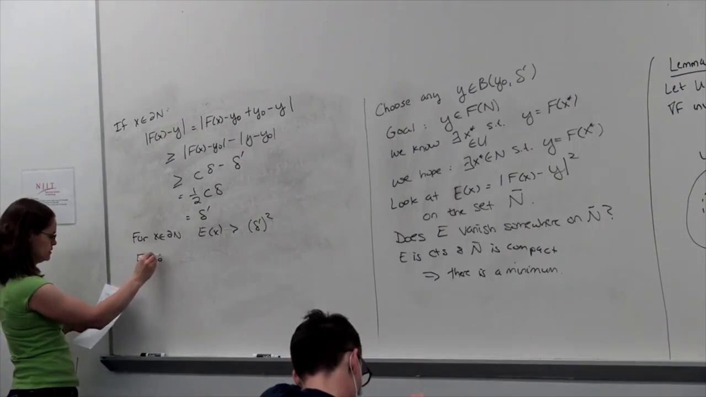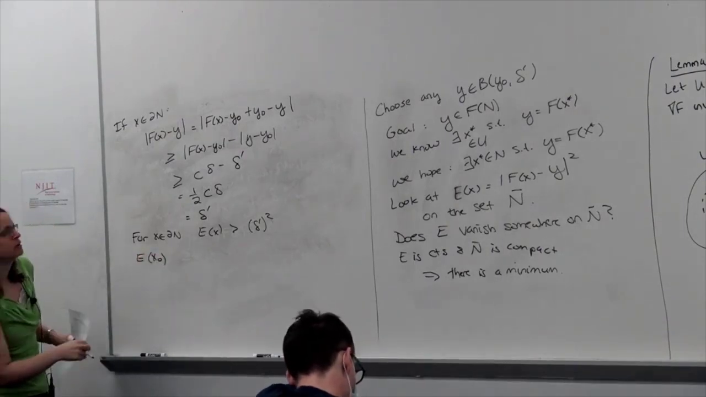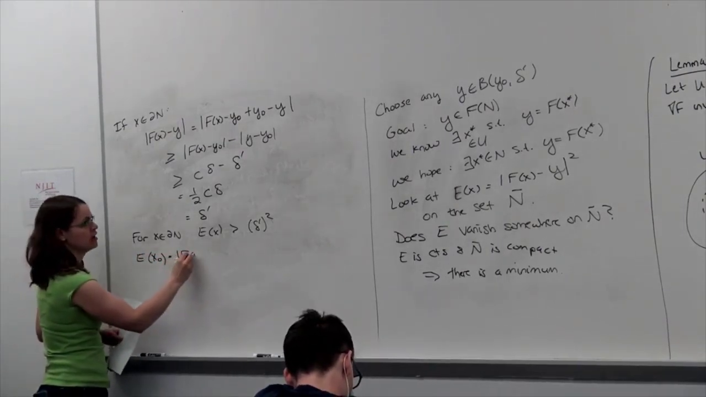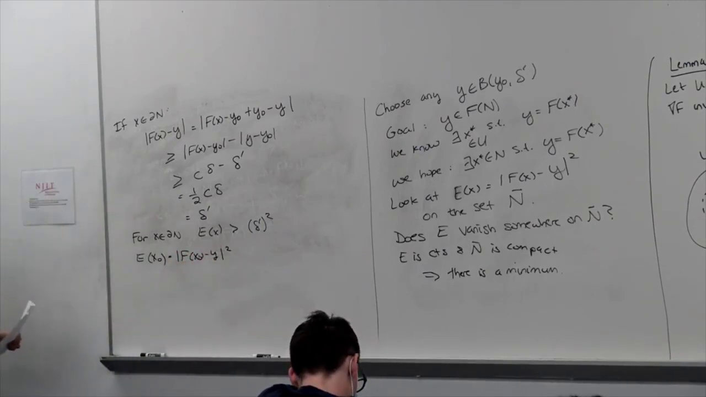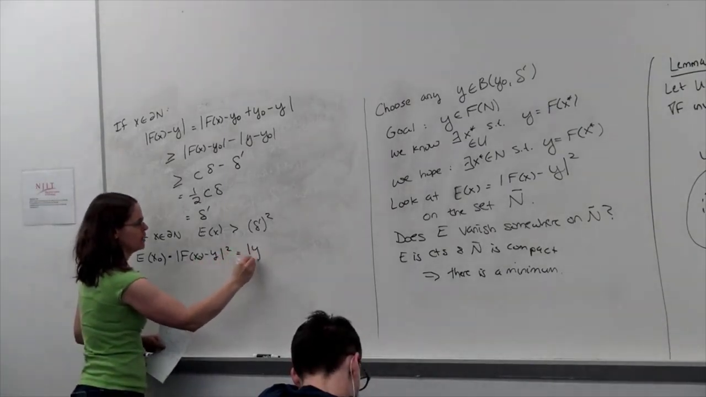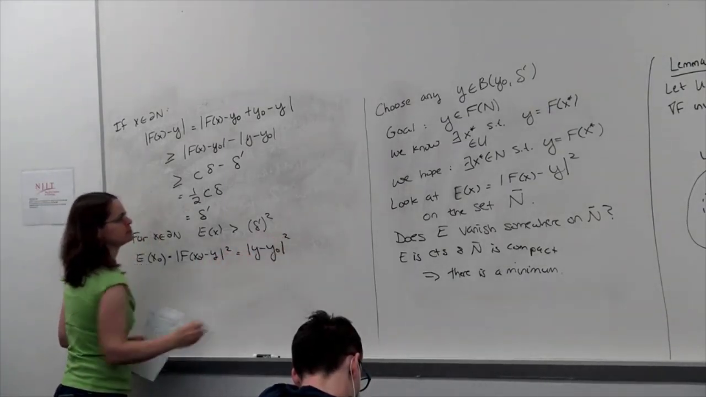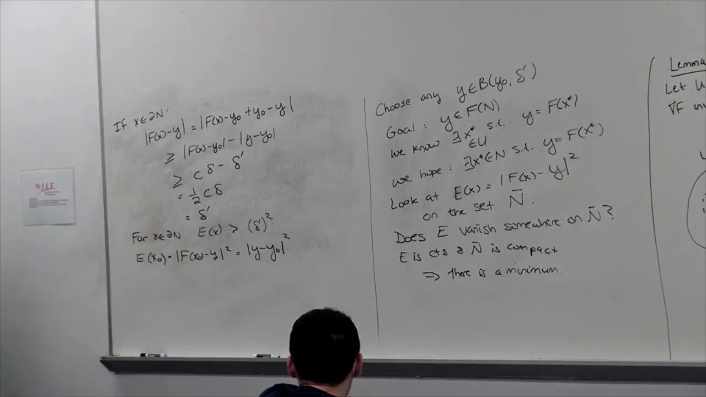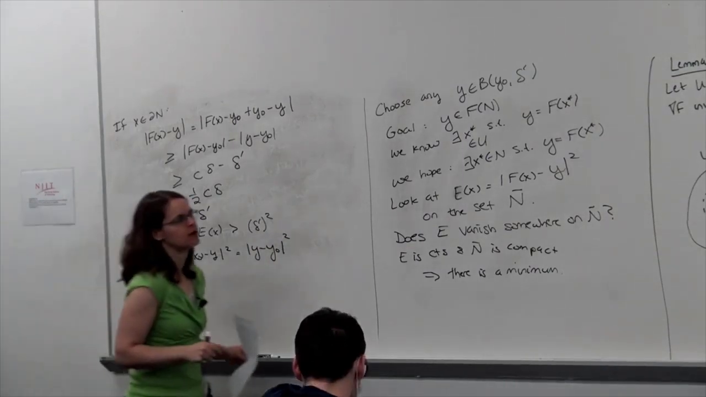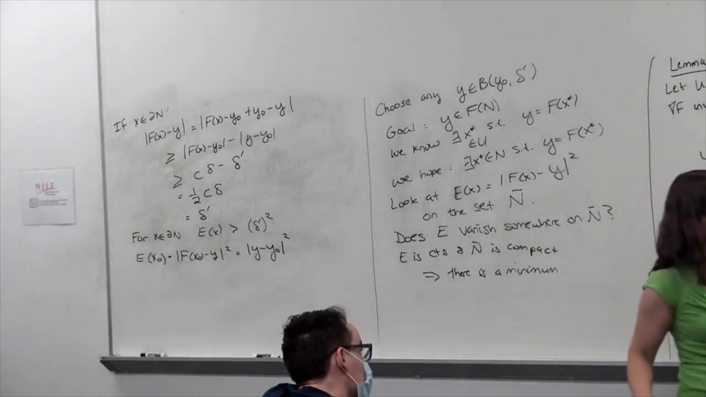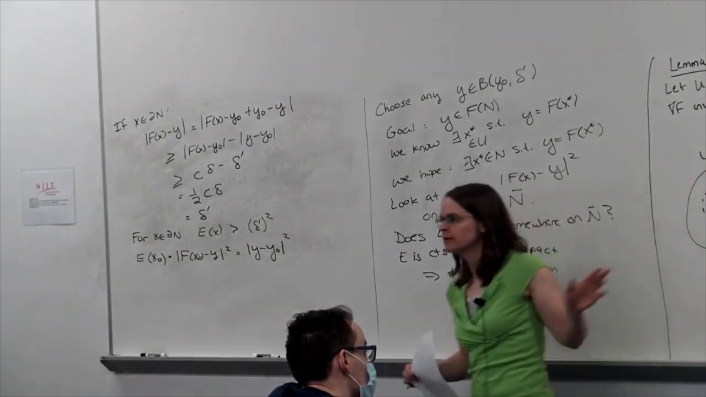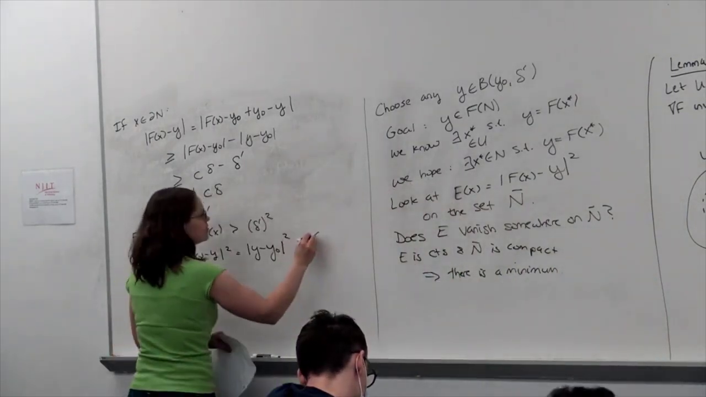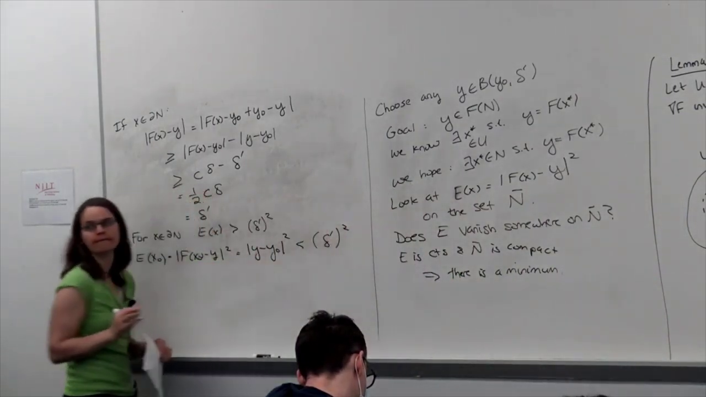So E of x naught is going to be equal to f of x naught minus y squared. That's y minus y naught squared. All right, y minus y naught, well, y lives inside this little ball, so that distance is less than delta prime. So this is less than delta prime squared.